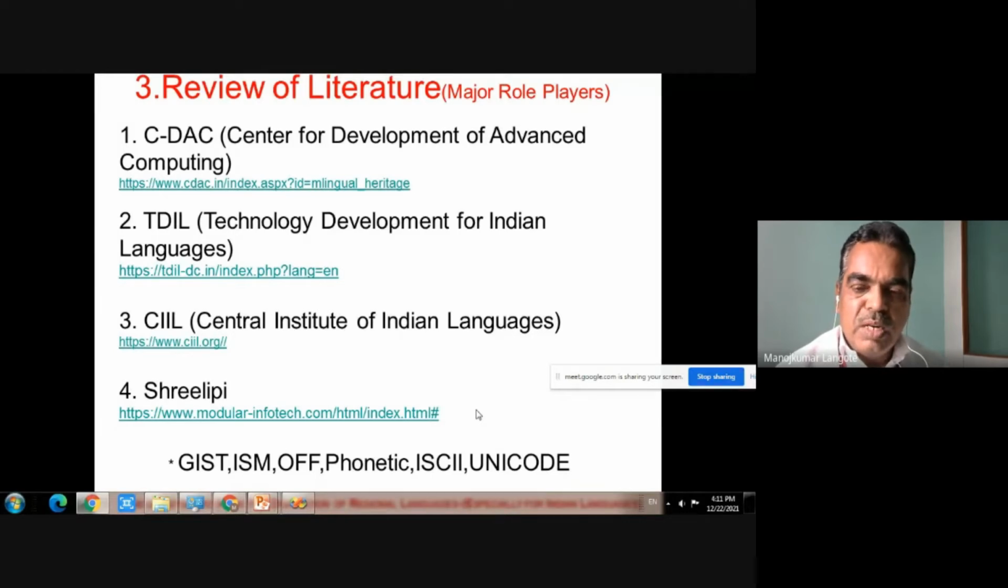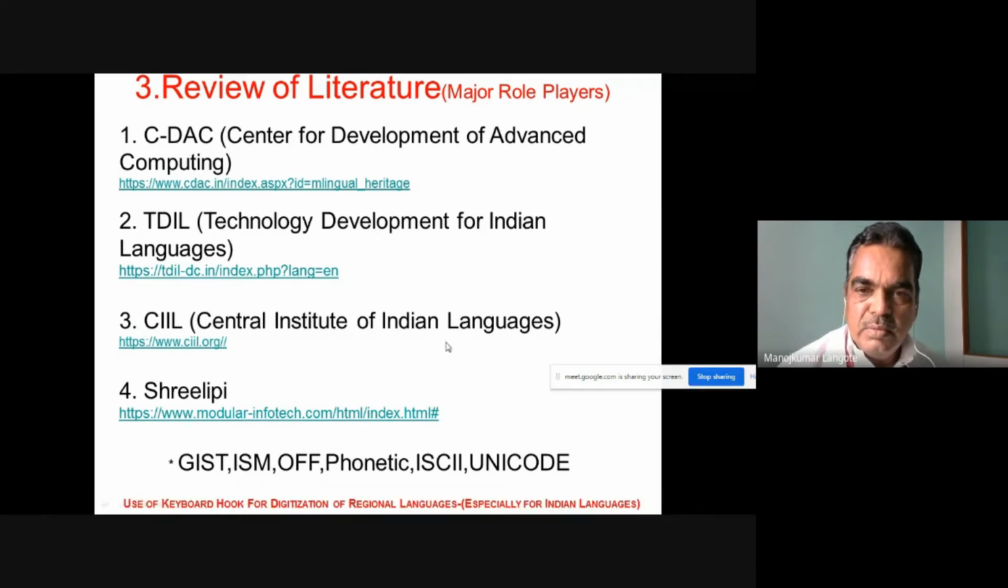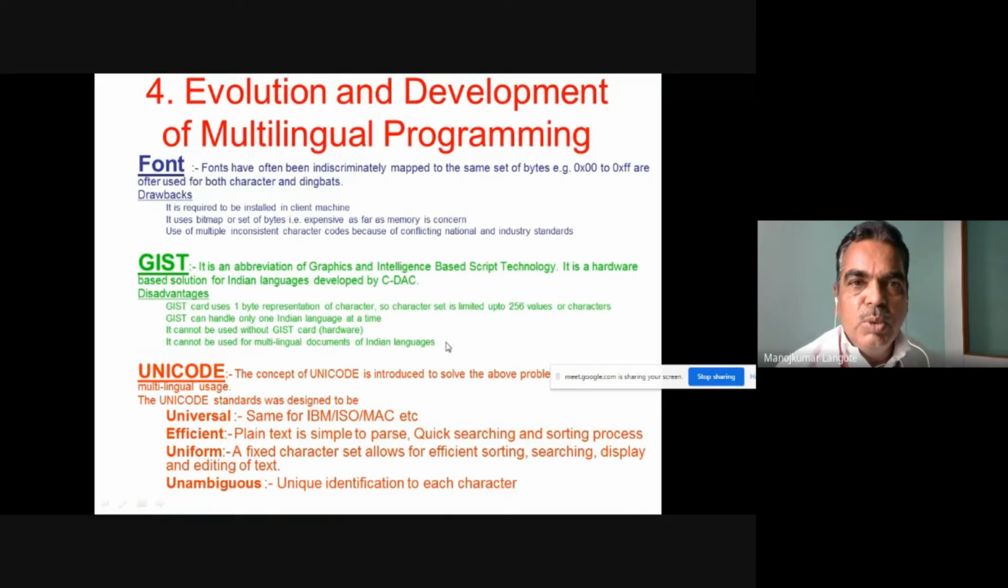But till now, I think there are some problems. Due to those problems, we could not digitize all the literature of India on a computer. Evolution and development of multilingual programming.